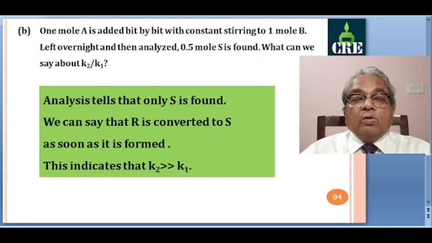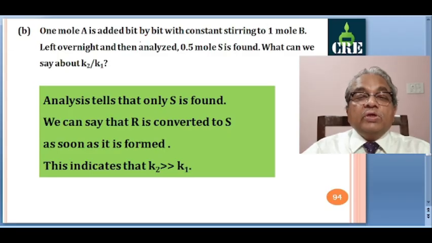Part B. When 1 mole of A is added bit by bit, very slowly, with constant stirring, to 1 mole of B. 1 mole of B is there and A is added slowly. Left overnight and analyzed, 0.5 moles of S found.